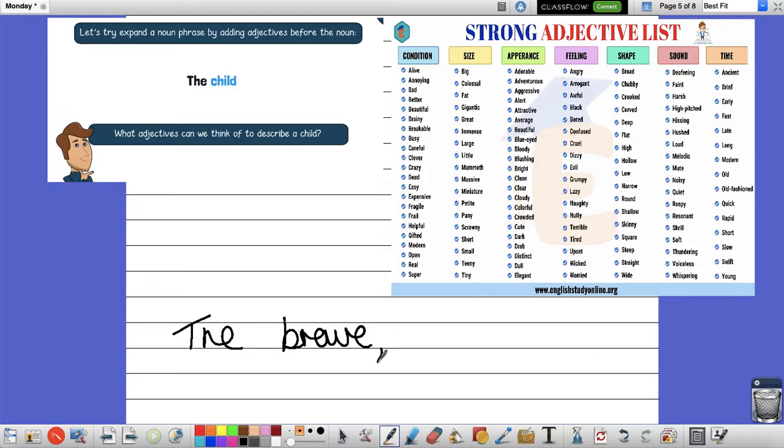I'm going to put a comma now, and I'm going to use the word adventurous. Okay, so I've now got the brave, adventurous, and now I need my noun, which is the word child. Okay, so that's the first part done, the brave, adventurous child.